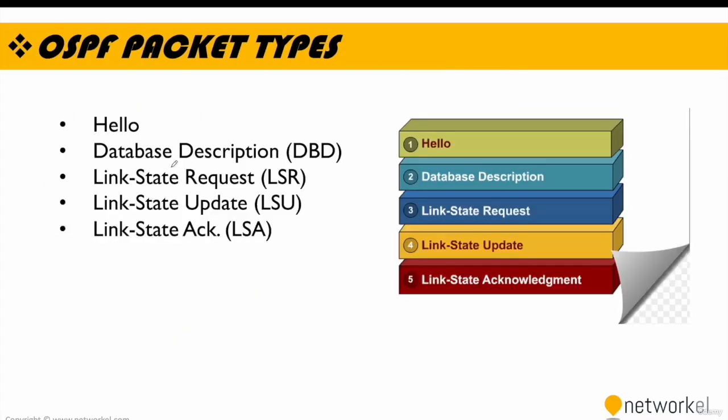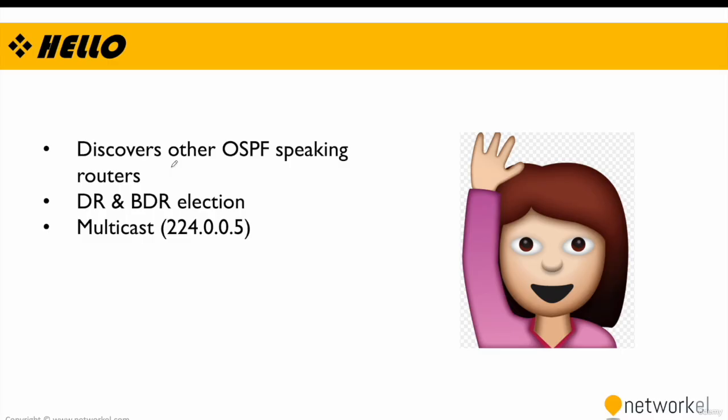There are several types of packets exchanged between OSPF routers to provide communication with each other, and they are hello, database description, link state request, link state update, and link state acknowledgement. So let's start with hello. The hello packet discovers the other OSPF speaking routers on the common subnets and declares the parameters on which two routers must agree to become neighbors.